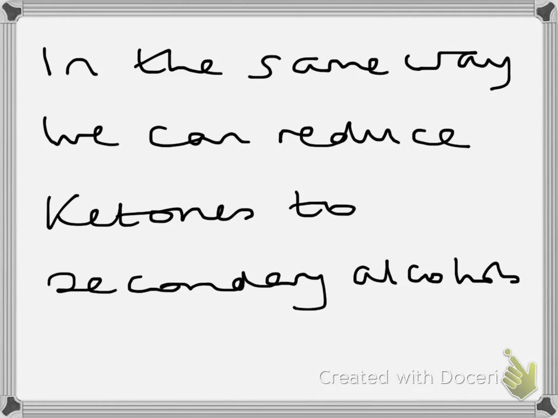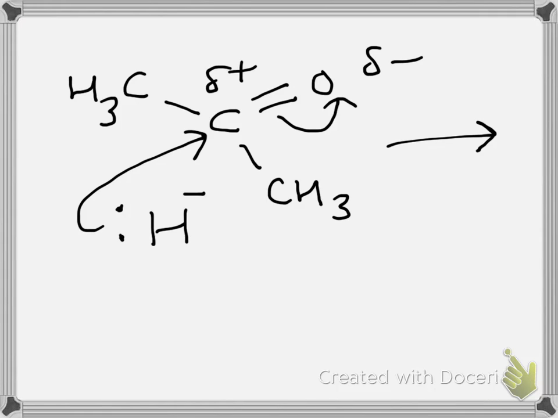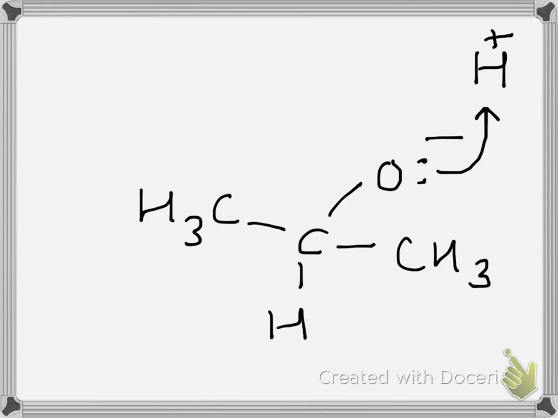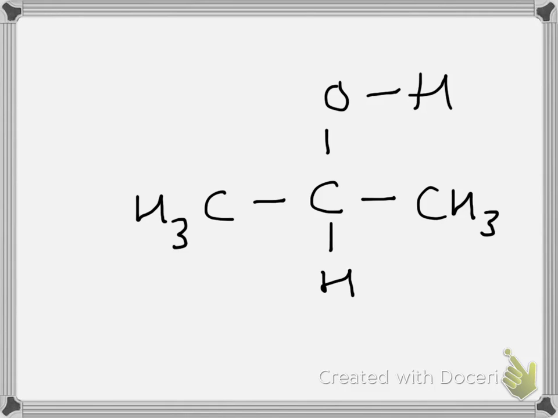In the same way, we can reduce a ketone to a secondary alcohol. So we start with propanone. We've got the initial nucleophilic attack from the hydride ion made from sodium tetrahydroborate onto the carbon, and then the respective move of the pi electrons onto the oxygen. So exactly the same mechanism where the O- and the pair of electrons then attack the hydrogen ion from the solvent, and we'll get a secondary alcohol.